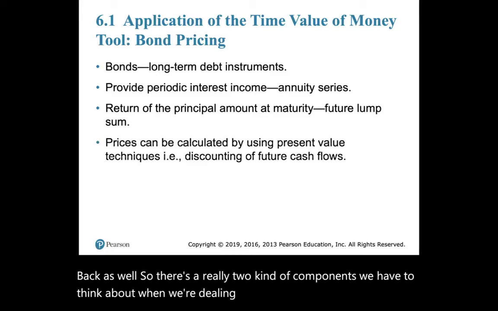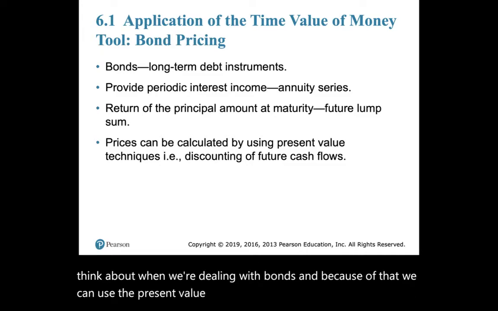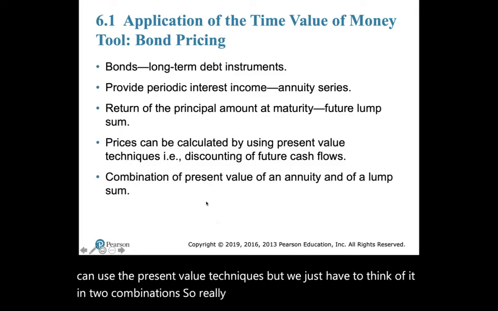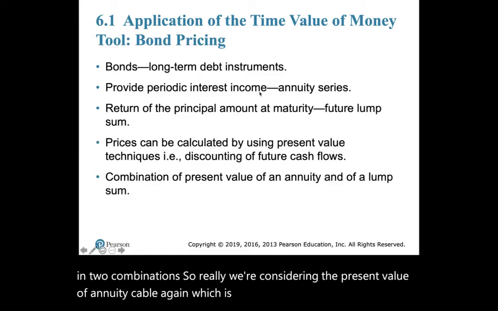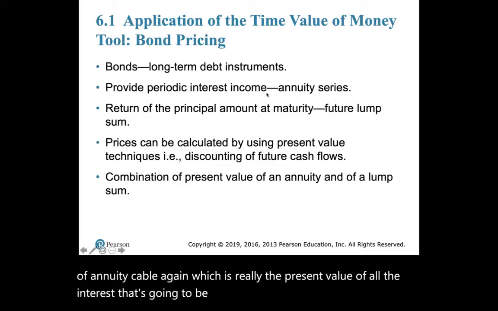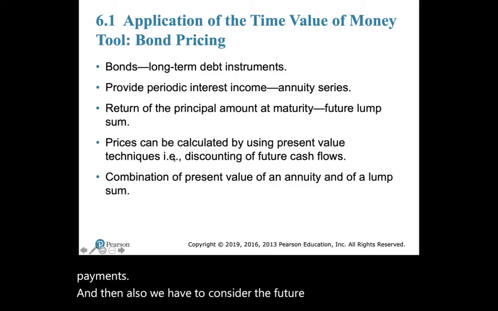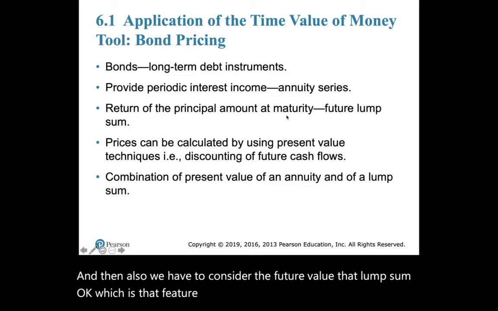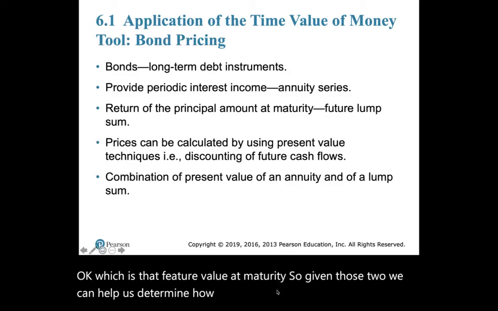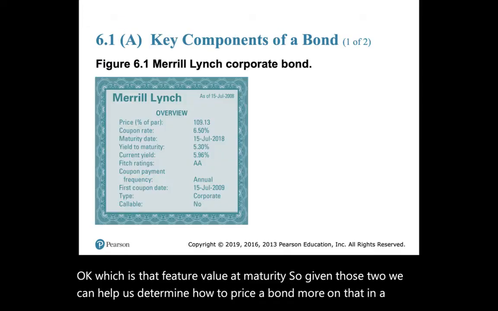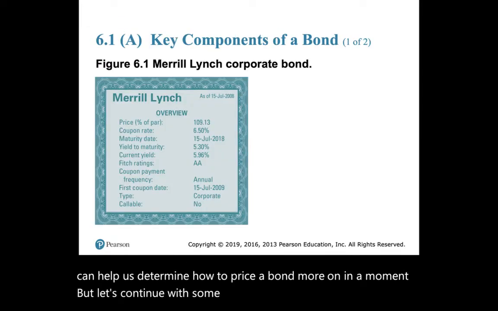bonds. And because of that, we can use the present value techniques, but we just have to think of it in two combinations. So really we're considering the present value of the annuity, which is really the present value of all the interest that's going to be earned throughout those equal payments. And then also we have to consider the future value of that lump sum, which is that future value at maturity. So given those two, we can determine how to price a bond. More on that in a moment, but let's continue with some more terminology.